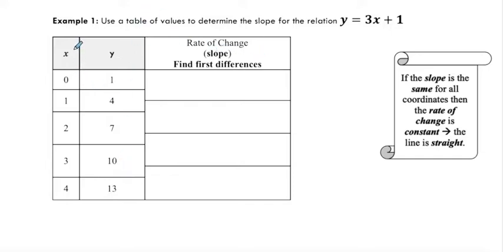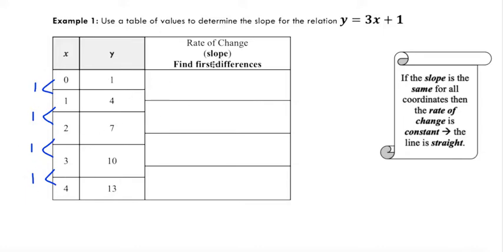Now it's very important that your x column needs to go up by the same amount. So you'll notice that these each go up by 1. If they don't, then it's going to make finding your rate of change or your first differences a little bit trickier. So make sure they're going up by a constant amount, preferably 1.